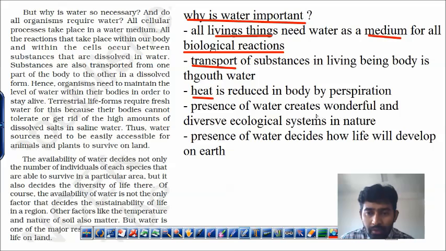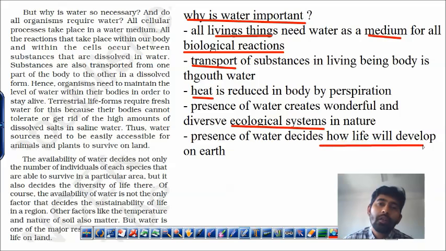Presence of water creates wonderful and diverse ecological systems in nature. Basically the life on the planet has developed because of water. पानी ना होता तो हम सब नहीं होते. And presence of water decides how life will develop on the earth. So this is a short paragraph on why water is so important. Because biological reactions happen in water, transportation is water, temperature maintenance of the body is water.